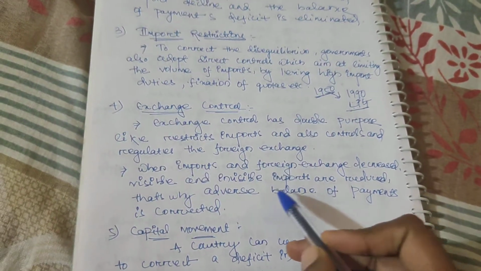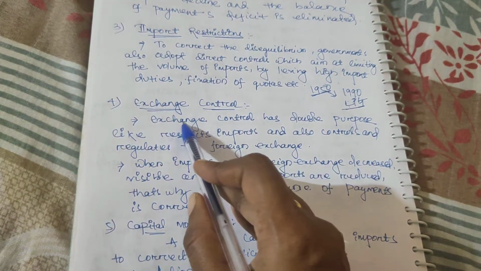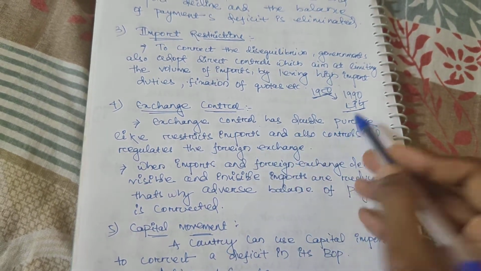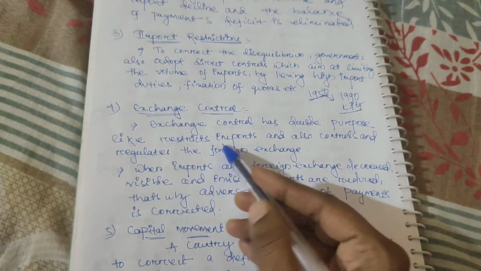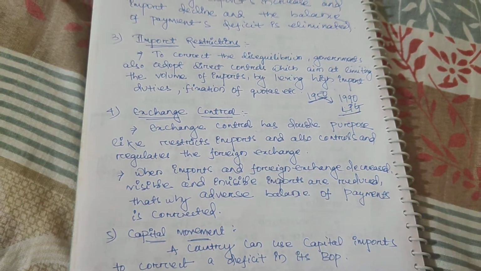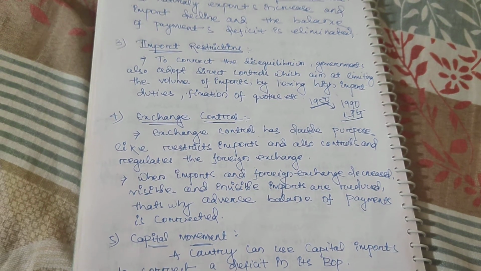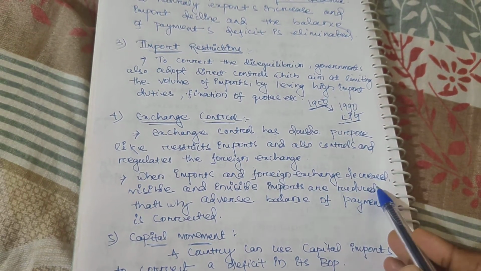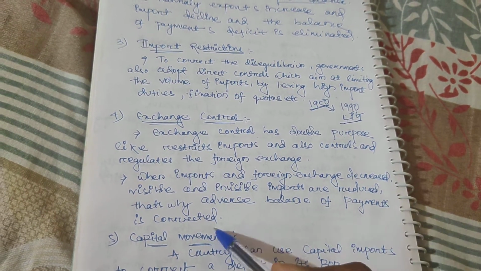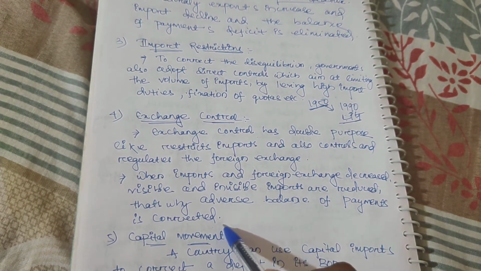Next we will go for the fourth point. The fourth point is all about exchange control. What is exchange control? Exchange control has a double purpose. First purpose, restrict the imports, and second, also control and regulate the foreign exchange. When imports and foreign exchange decrease, obviously visible and invisible imports are reduced. That's why adverse balance of payment is corrected.